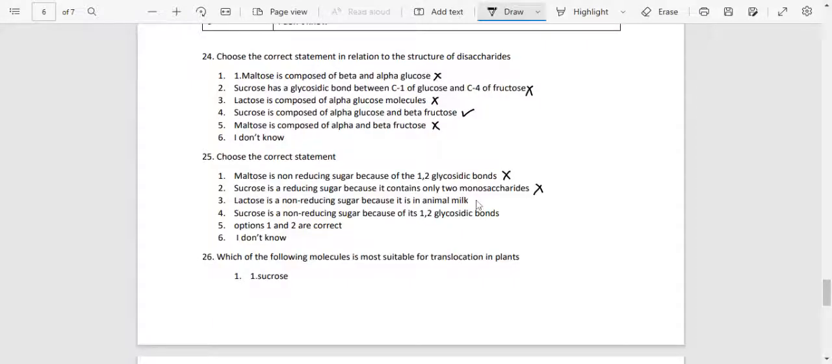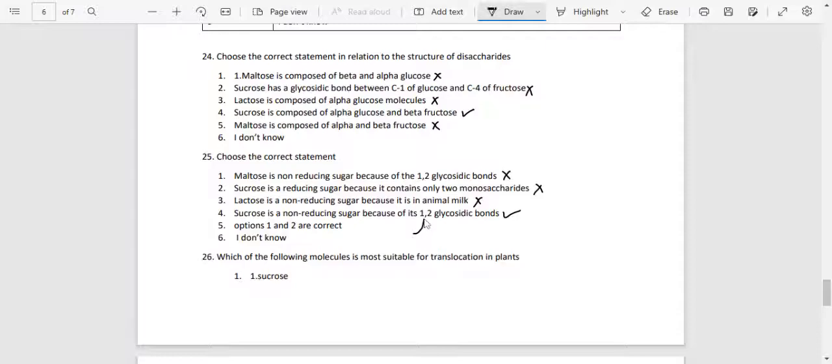Lactose is a non-reducing sugar because it is found in animal milk. This is not true. Lactose is a reducing sugar. The only non-reducing sugar for disaccharides is sucrose. So this is the best option. And why is it? Sucrose is a non-reducing sugar because of 1,2 glycosidic bond.